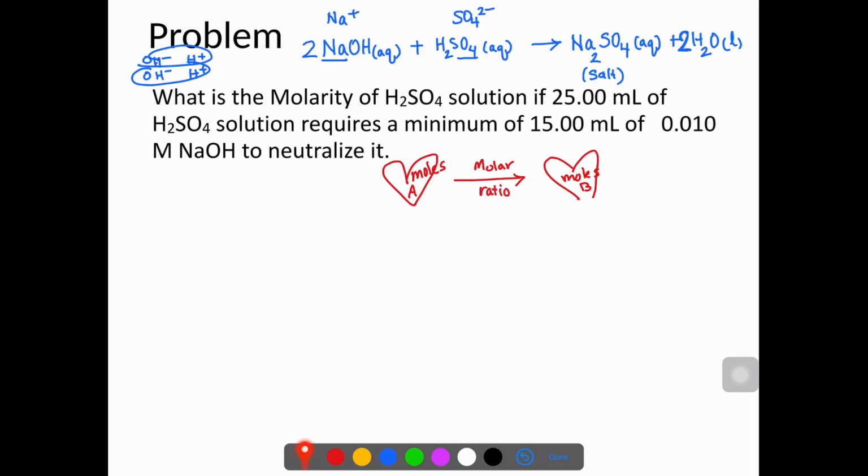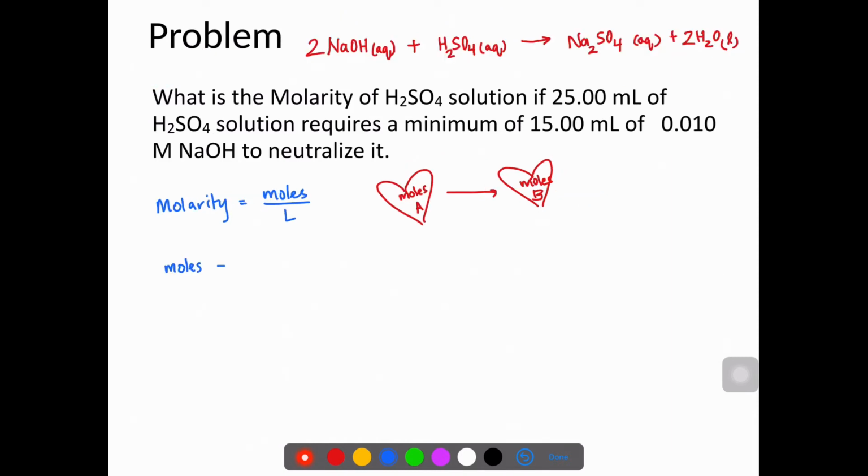So whose moles can you find? Sulfuric acid, we know only the volume. There's no way to calculate moles. But if you look at sodium hydroxide, you know the concentration, it's 0.010 molar, and you know the volume. So you can find moles because remember, molarity is moles over liters. So if you know molarity and if you know the volume, you can find moles. So moles will be molarity times volume of the solution in liters.